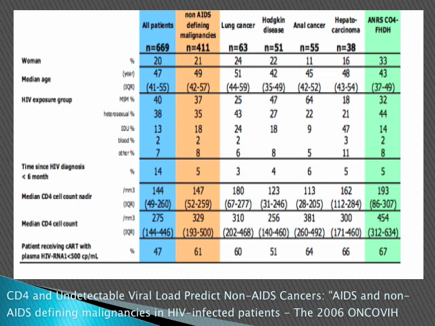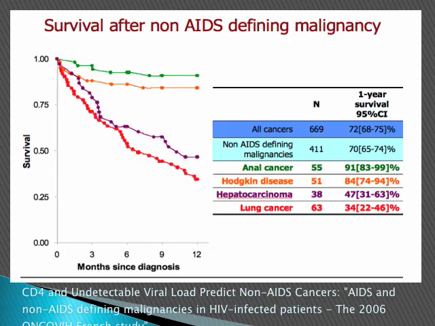So this is looking at the non-AIDS defining malignancy patient characteristics. And these patients, you can see that the mean CD4 count was actually well above 200. And more than half of these patients were controlled on antiretroviral therapy with a viral load less than 500. And the mortality here, lung cancer had the worst prognosis, followed by hepatocellular carcinoma. Hodgkin's disease and anal cancer actually had the highest survival.